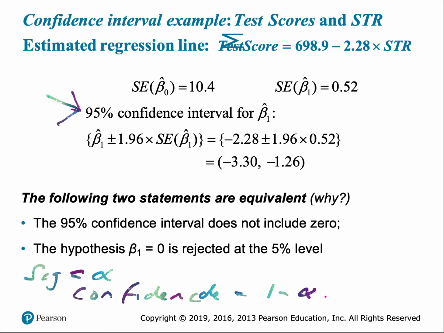So a hypothesis test with a 5% level of significance will, by definition, reject the true value of beta 1 in only 5% of all possible samples. And so in 95% of all possible samples, the true value of beta 1 will not be rejected. This is an important conclusion to understand.